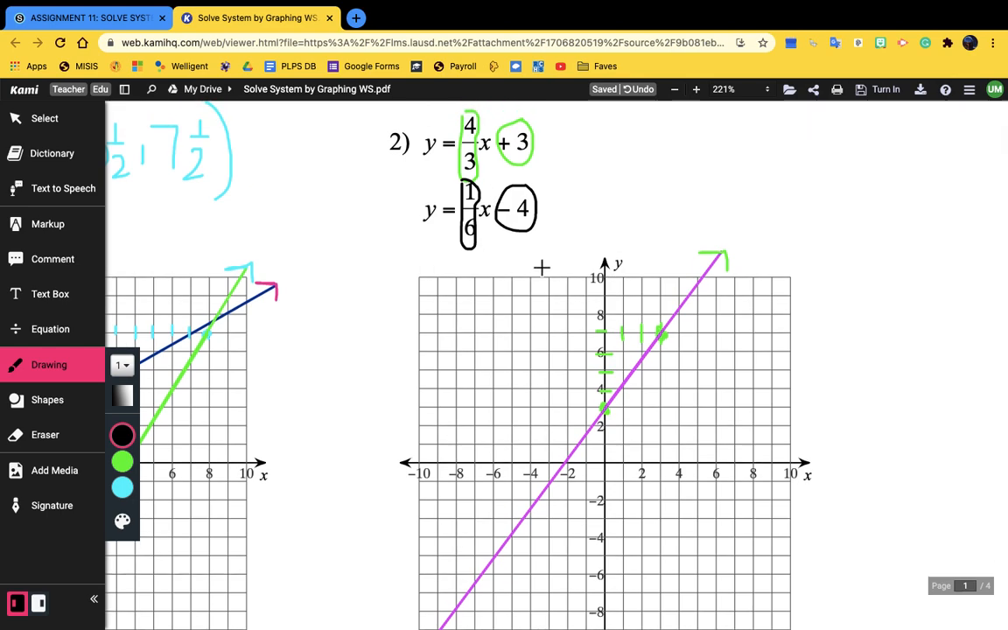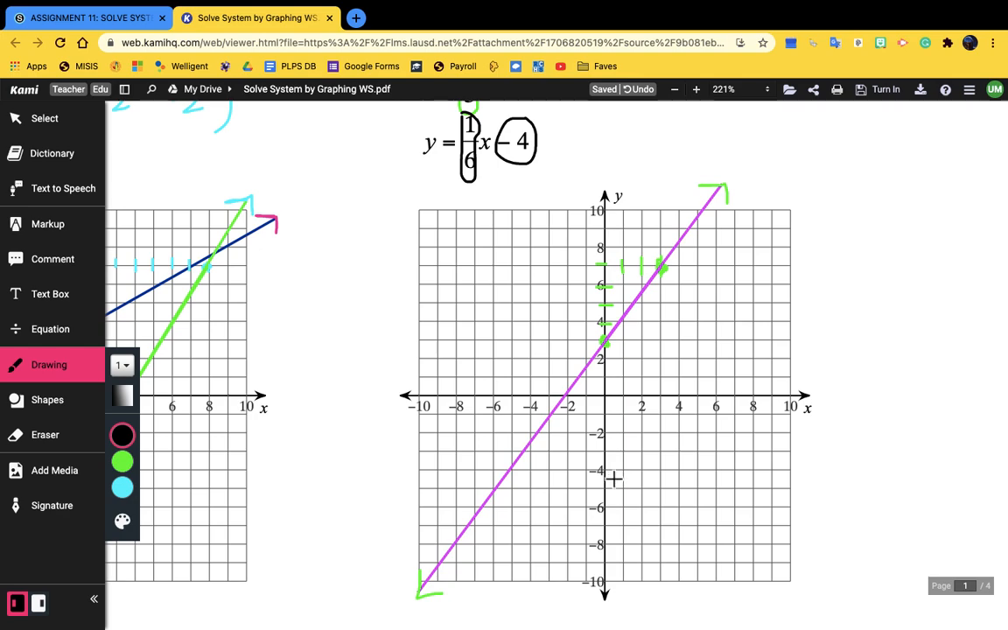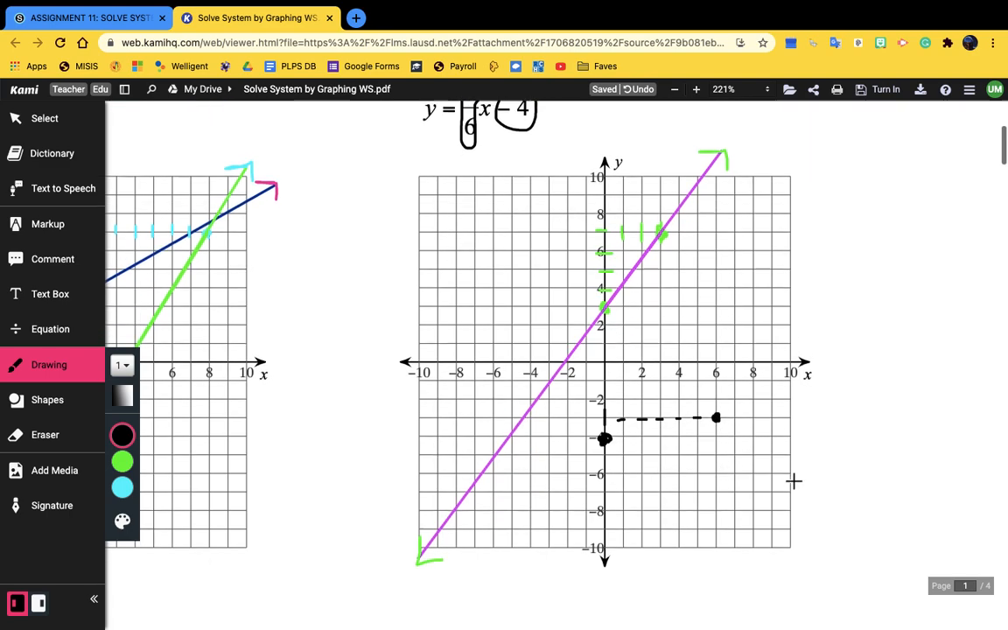Now my second equation, my y-intercept is -4, so I go to -4 here like this. And I'm going to go up 1. My slope is 1 over 6. So up 1 and over 1, 2, 3, 4, 5, and 6. And there's my second point.